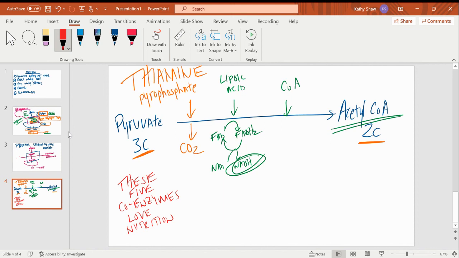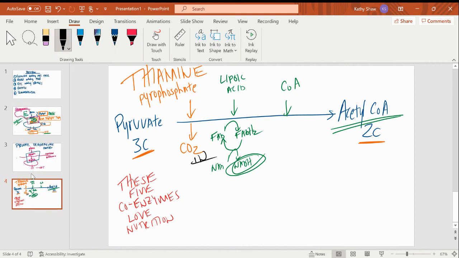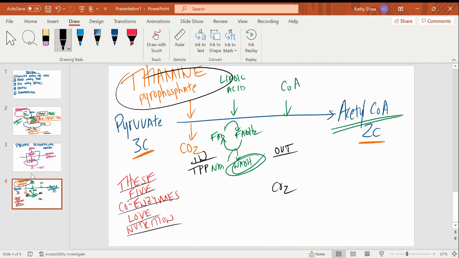Traditionally, typically, that mnemonic's used for what goes in. We can use it for in and out. We're stretching it a little bit on the out, but that's okay. So what goes into the pyruvate dehydrogenase complex? Well, let's go through the story. These 5 coenzymes love nutrition. So what do we do first? What we do first is we decarboxylate. We need thiamine pyrophosphate going in to decarboxylate while carbon dioxide comes out.